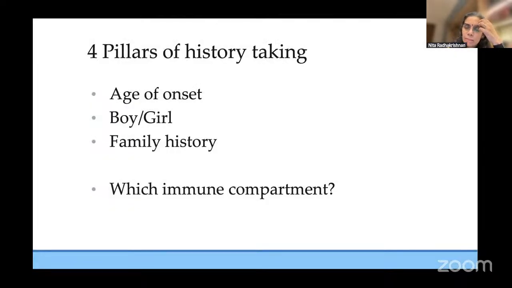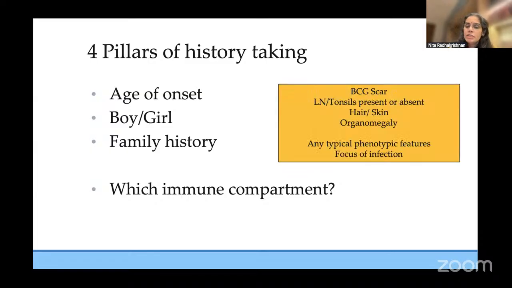So what are the 4 pillars of management? From the history, we have to see the age of onset of the symptoms, whether gender can help us, whether family history can help us, is there any other member affected, is there consanguinity or not, and which immune compartment is affected. Let's try and break it down.